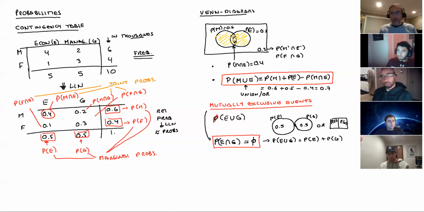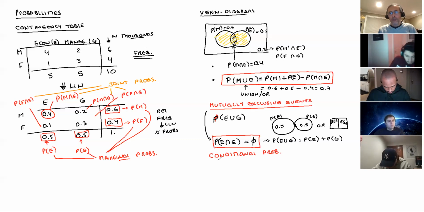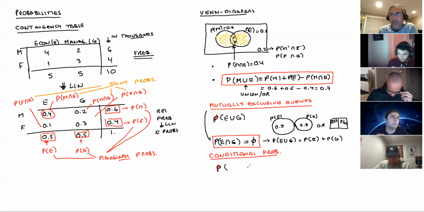Ready? Okay. So we have marginal probabilities, we have joint probabilities, we have a mutually exclusive event, and then we have something that's called a conditional probability. Now, in order to understand conditional probabilities, guys, just think of this as a sequence. First something happens, so the definition of a conditional probability is simply the probability, let's assume, of A given B in general.